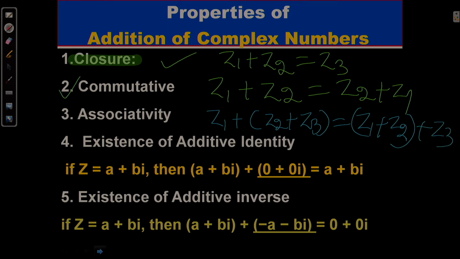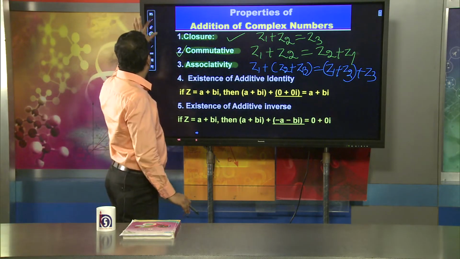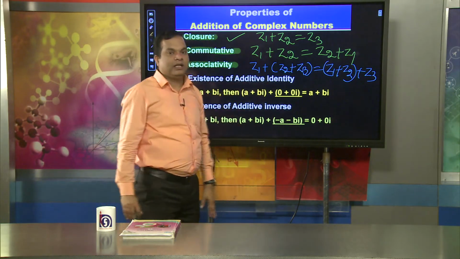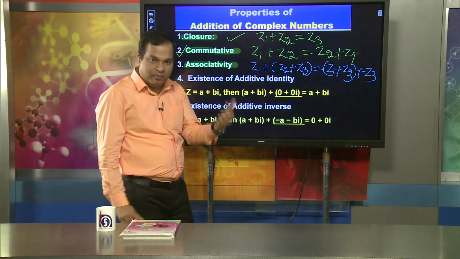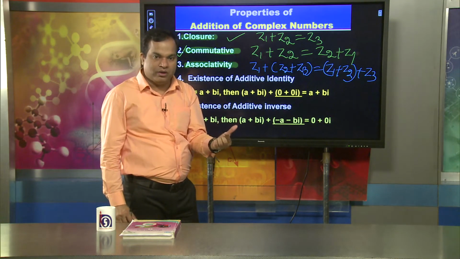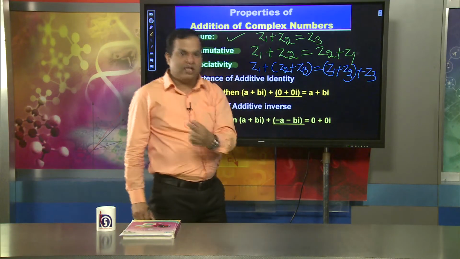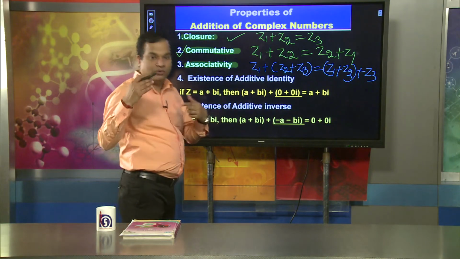So, I can say that the commutative property, the associative property, and the closure property are satisfied by complex numbers. Now we move to the existence of additive identity. When we add 0 to any complex number, the result is the complex number itself. That means the existence of additive identity is also satisfied.